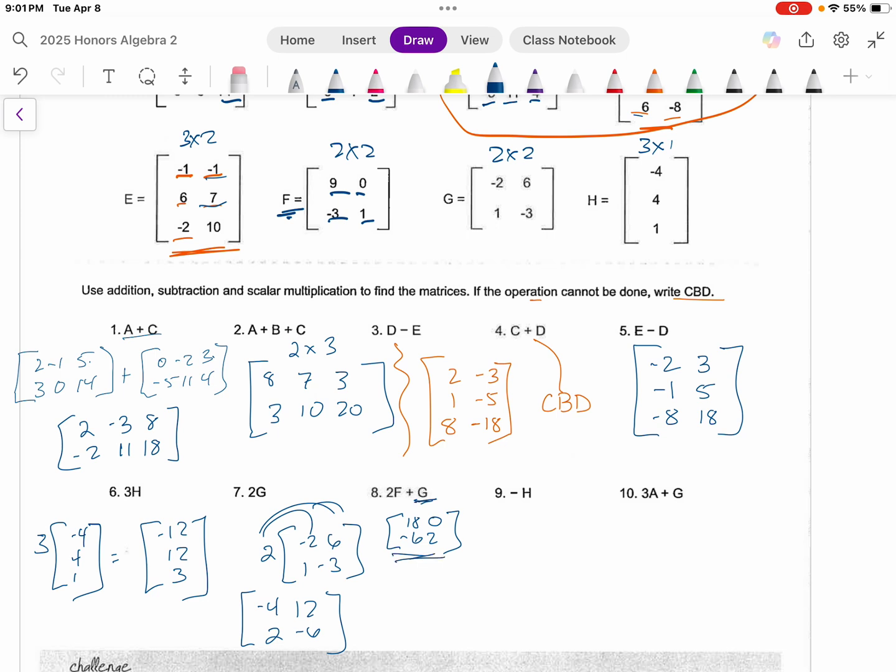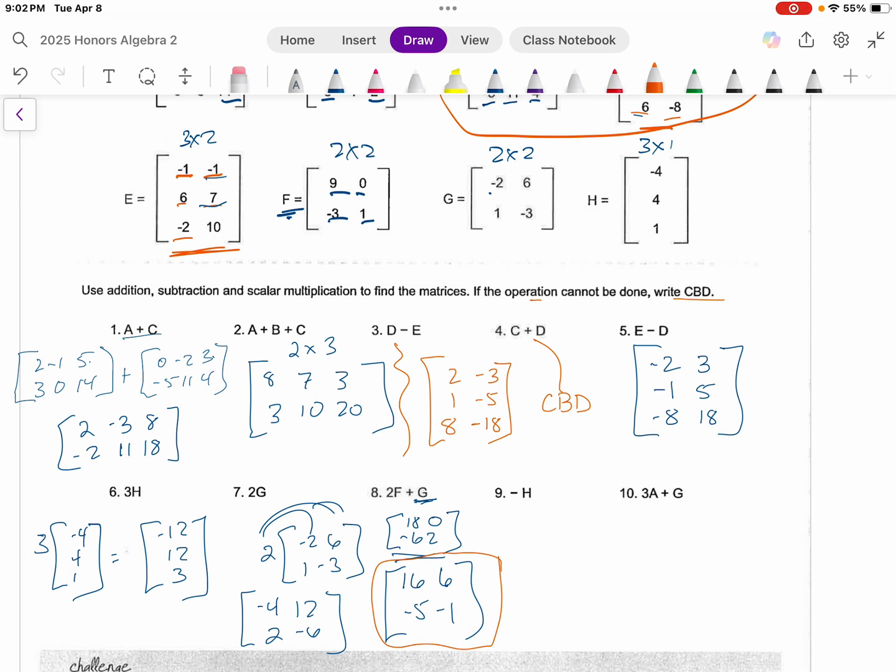So 18 plus a -2 would be 16. 0 plus 6 is 6. And then -6 plus 1 would be -5. And then 2 plus a -3 is -1. So there is my answer matrix.